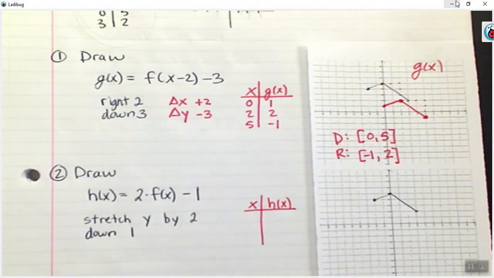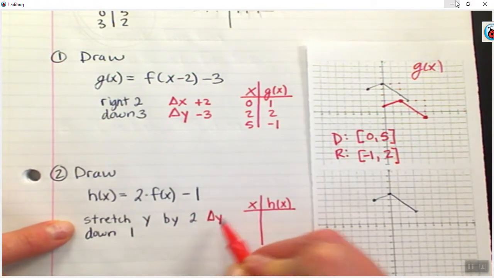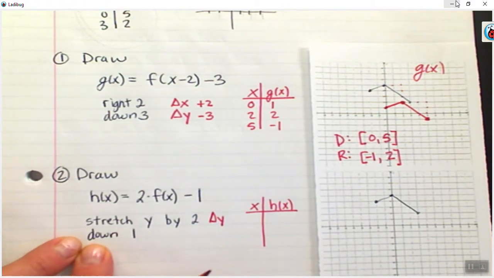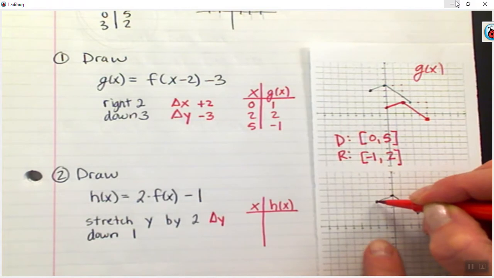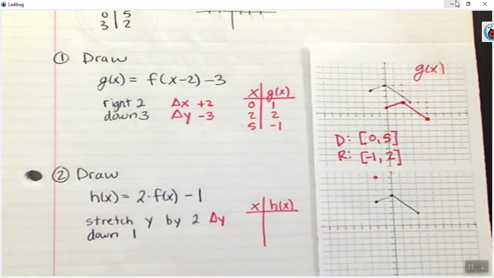All right. Stretch. Dilations are always harder than translations. Stretch y by 2. That's a change in the y coordinate. PEMDAS. Multiply comes before subtraction. In the graph, the y coordinate is 4. Now the y coordinate is 8.